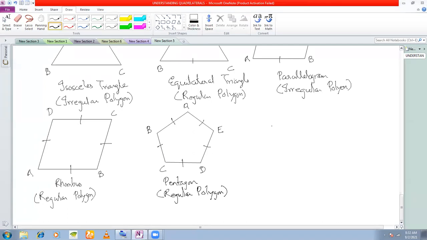So, sir, if all the sides are equal in a pentagon, then we call it a rhombus. No. Pentagon means penta means 5. Any polygon with 5 sides is called a pentagon. You cannot call it a rhombus because a rhombus has 4 sides. Understood? So you have certain names for it.